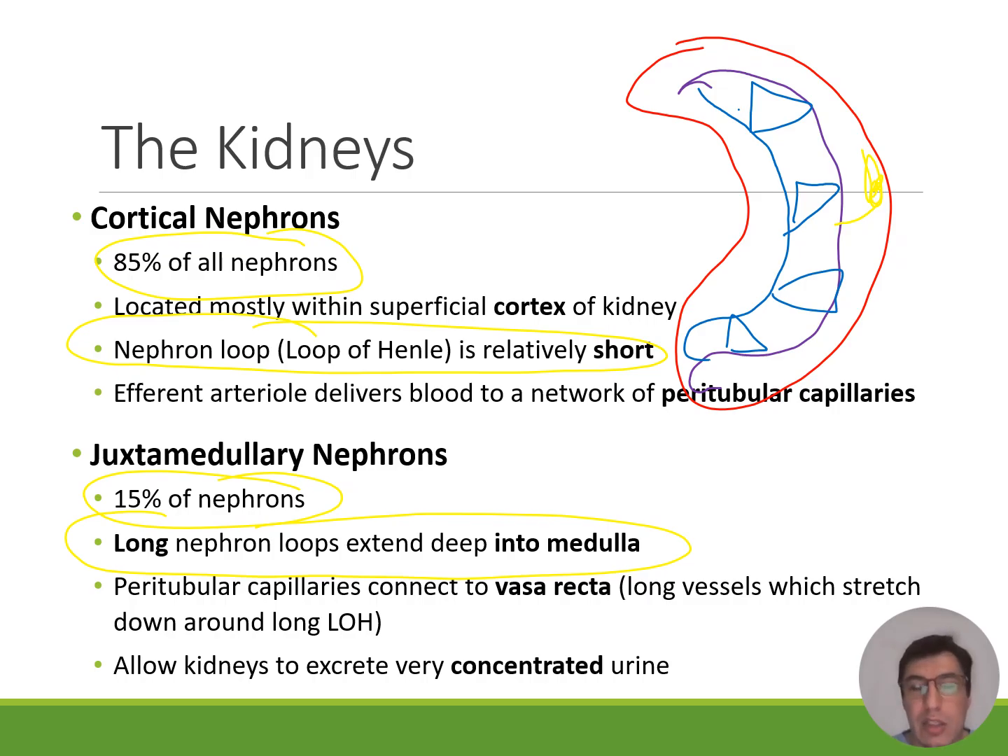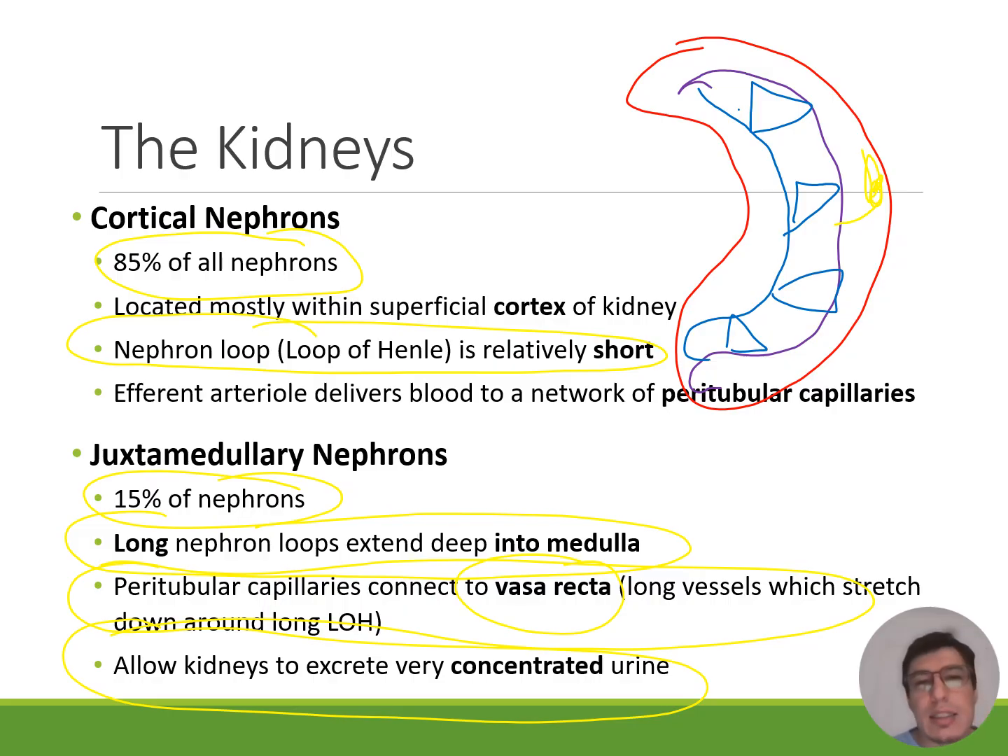The loop of Henle, as we will see next, has different sections, and we need to remember what we filter where and what we reabsorb where. But if we reabsorb nutrients, we need to collect them in blood, and the vasa recta, which is in that pyramid, in that renal medulla, will help with that. This allows the kidneys to excrete very concentrated urine.